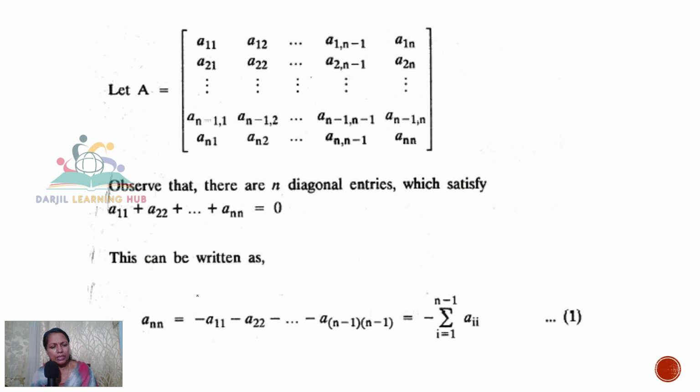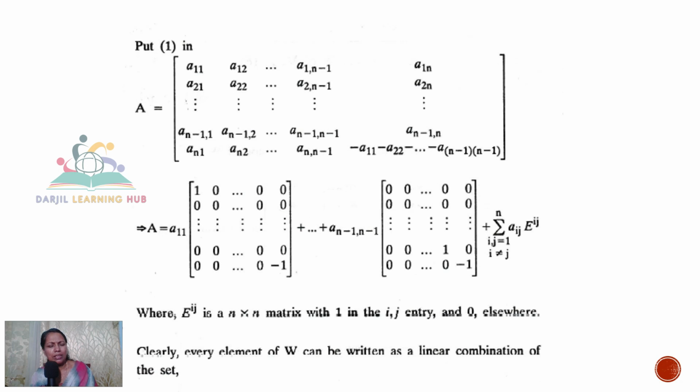This can be written as Ann equal to, bringing the remaining terms to the RHS, minus A11, minus A22, etc. Taking one minus outside, we get Ann equal to minus the sum from i equal to 1 to n minus 1 of Aii, because from 1 to nn we have Ann already there. So the rest of the elements are A11 to An minus 1, n minus 1. Call this equation number 1. And we will put that in the given matrix A.